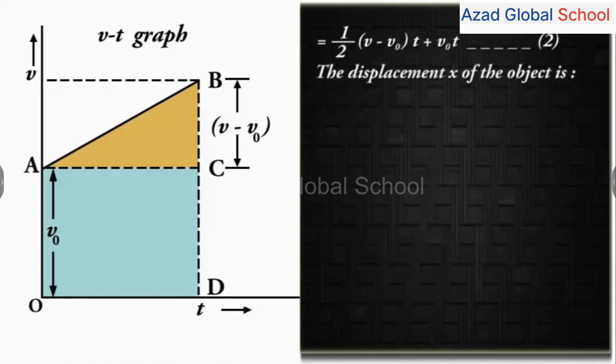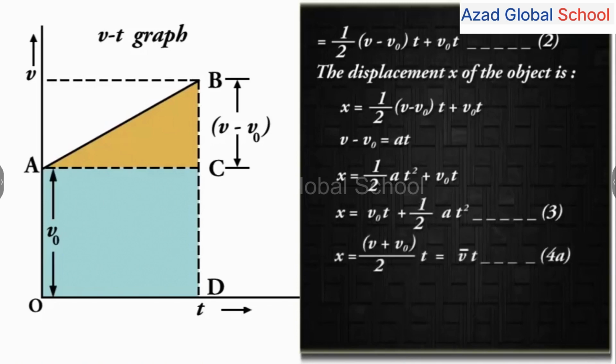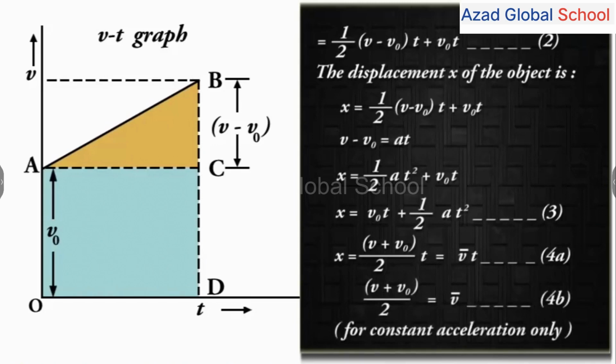Therefore, the displacement x of the object is x is equal to 1 by 2 (v minus v0) t plus v0 t. Since v minus v0 is equal to a into t, x is equal to 1 by 2 a t square plus v0 t. So x is equal to v0 t plus 1 by 2 a t square. Also, x is equal to (v plus v0) by 2 into t, which is equal to v bar t, where (v plus v0) by 2 is equal to v bar, for constant acceleration only.